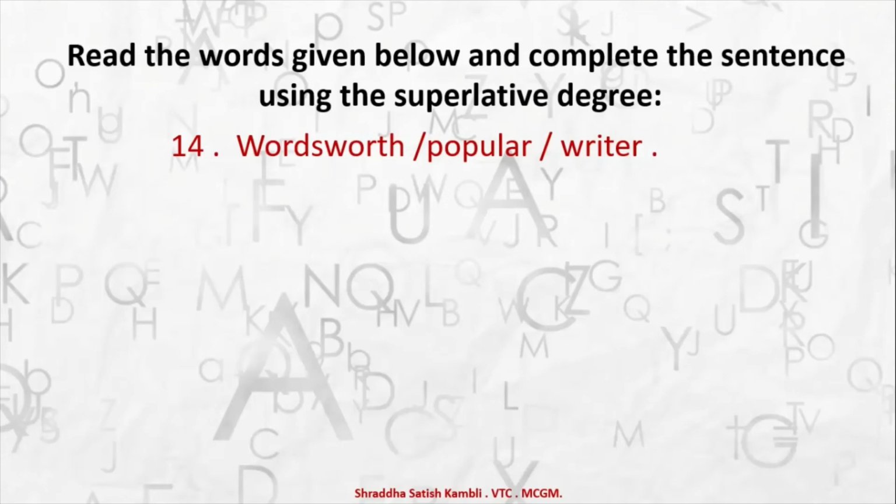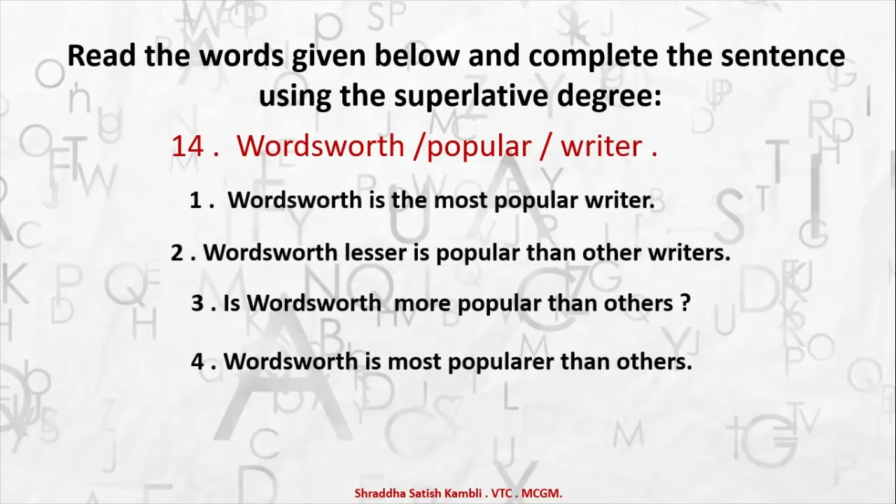Wordsworth, popular writer. But here again we have to write the sentence in the superlative degree, proving that Wordsworth's popularity was more than the popularity of any other writer. We are using the superlative degree. So let's see. Wordsworth is the most popular writer.